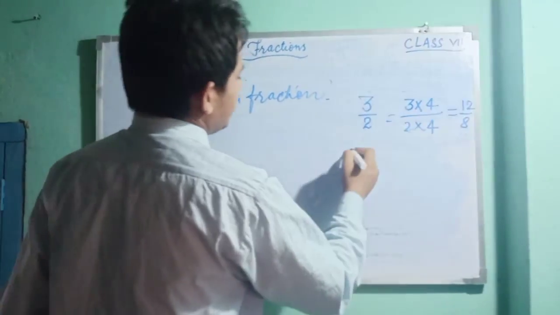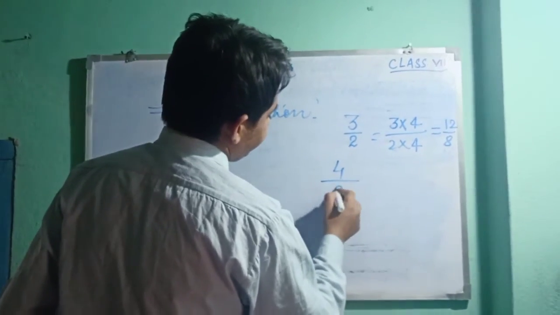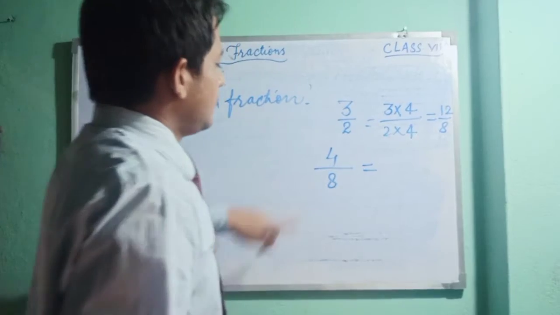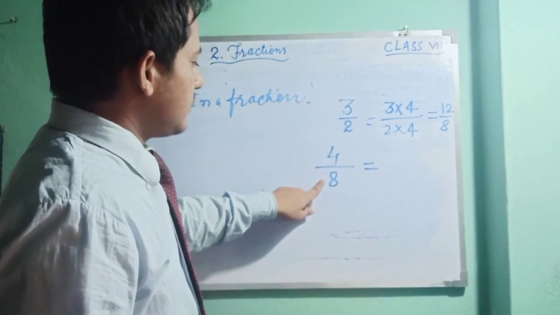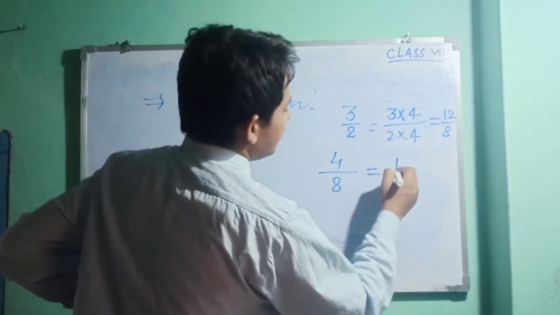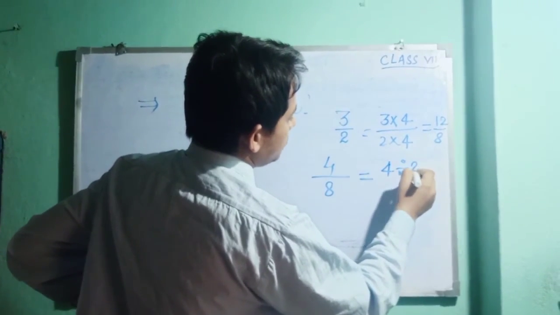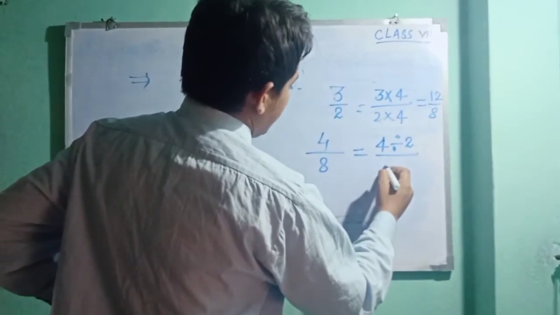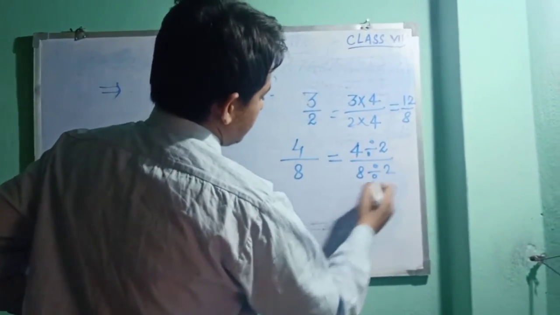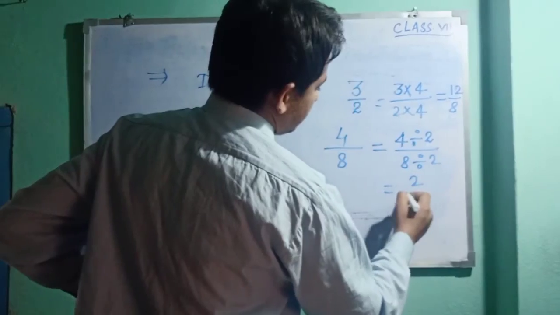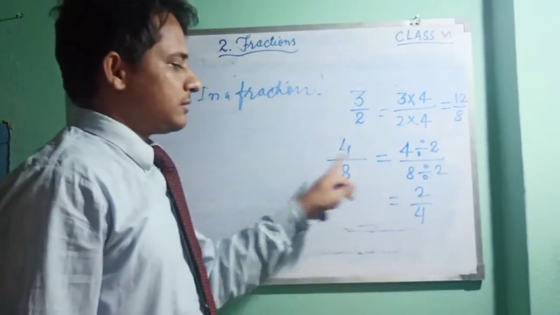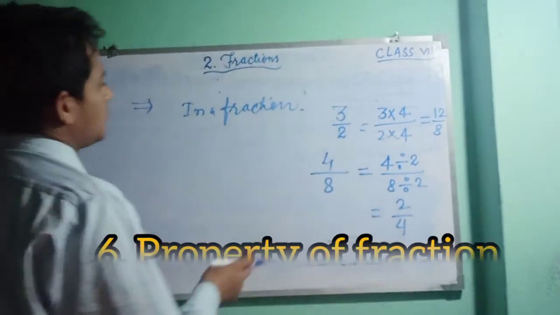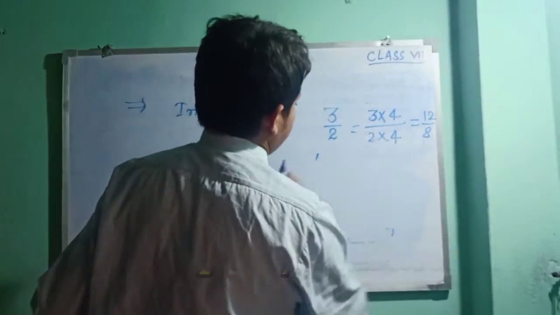Now another example, suppose this is the fraction. If we divide the numerator and denominator both by the same non-zero number, then the value of that fraction does not change. That means they are equal. So this fraction and that fraction have the same value. So these are the properties of fractions.